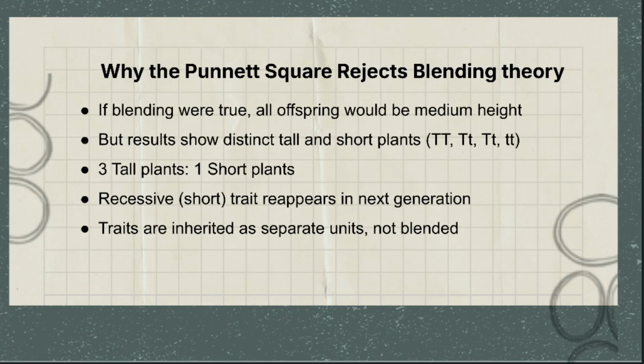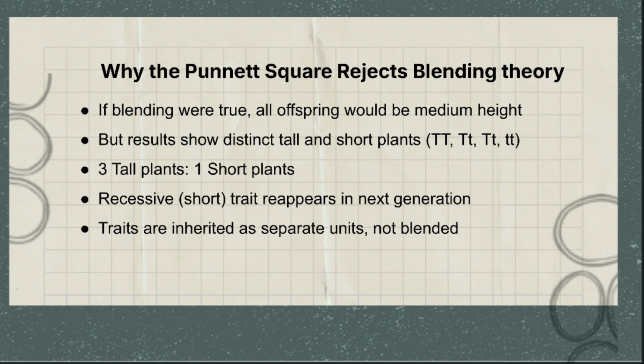The Punnett square rejects blending theory because if blending were true, all the offspring that we see would be medium height. But from when I worked out the Punnett square, I was able to see that there are distinctly tall and short plants. And we could see the ratio was 3 to 1 tall plants to short plants. And we also know that recessive traits appear in the next generation, so the traits are inherited as separate units and not blended.